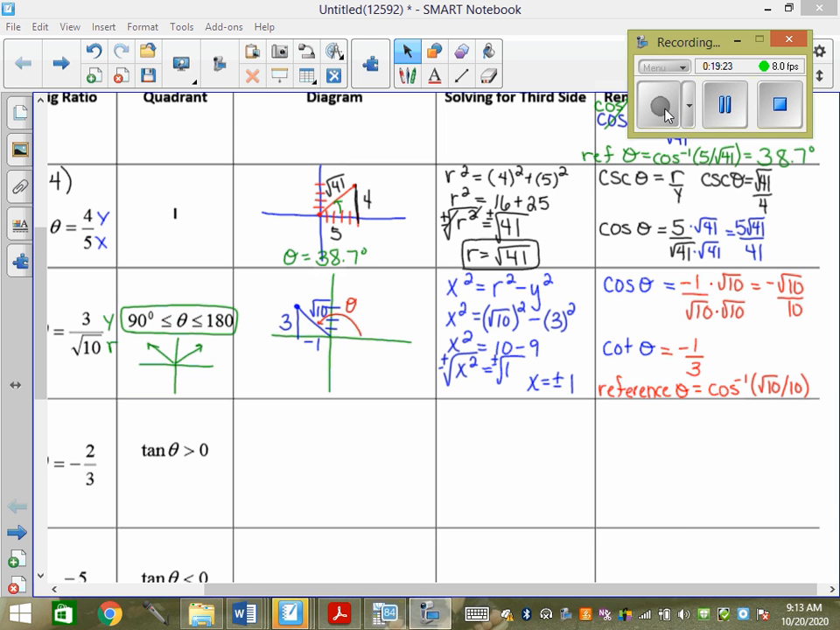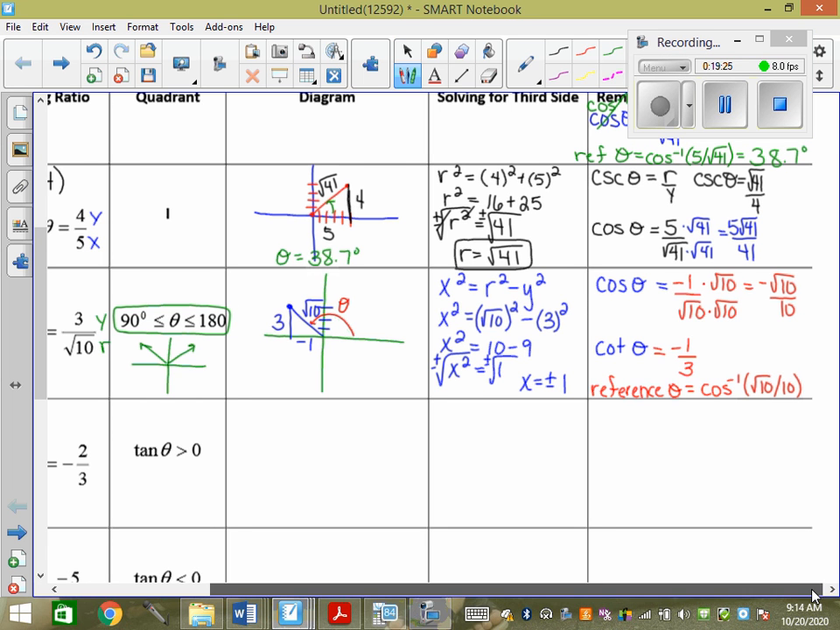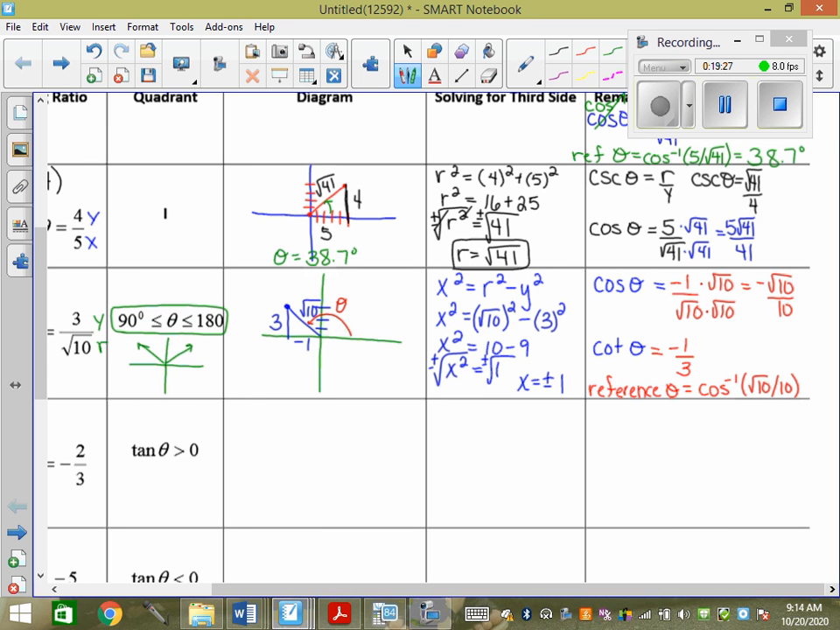So when you type that in, what do you get to the nearest 10? 71.6. So that's my reference angle. That's not actually this answer though, right? My reference angle is the angle from the x-axis to the terminal arm, correct? So that will help me get my actual theta. This right here is 71.6.